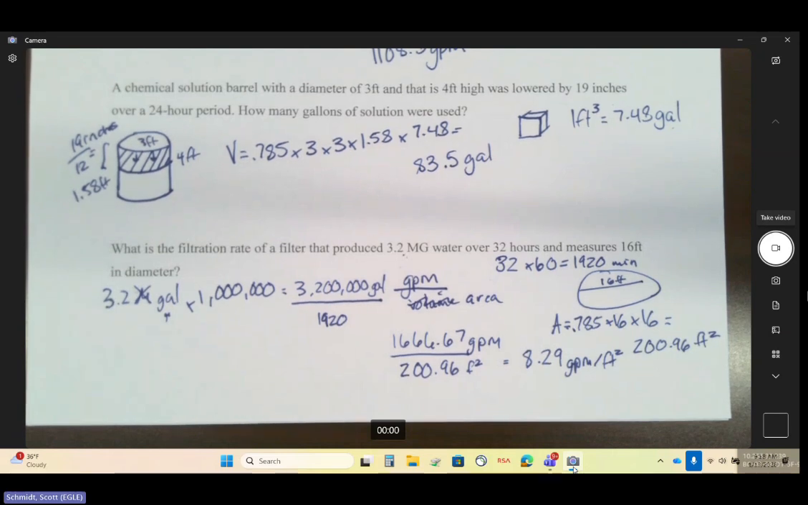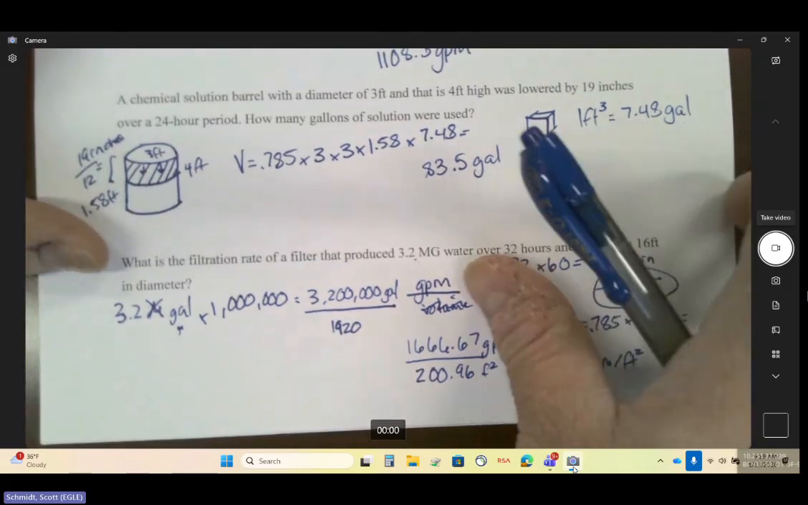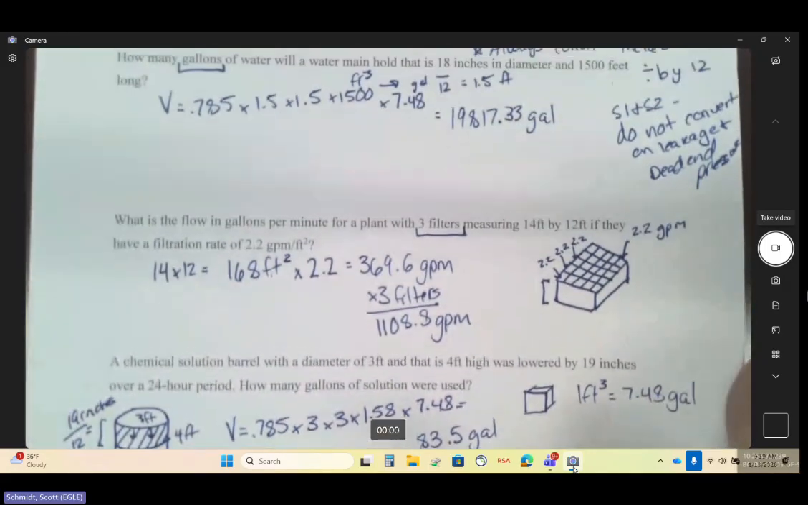Most of your filtration rates when dealing with a mixed media filter with sand, anthracite, and gravel, most filtration rates fall anywhere from 0 up to 4 gallons per minute per square foot. And 4 is on the high end. Most are in the like 1.5 to 3 range. So this is a smoking filter. To be honest, this is more indicative of what a backwash rate would be. So, all right, moving on.